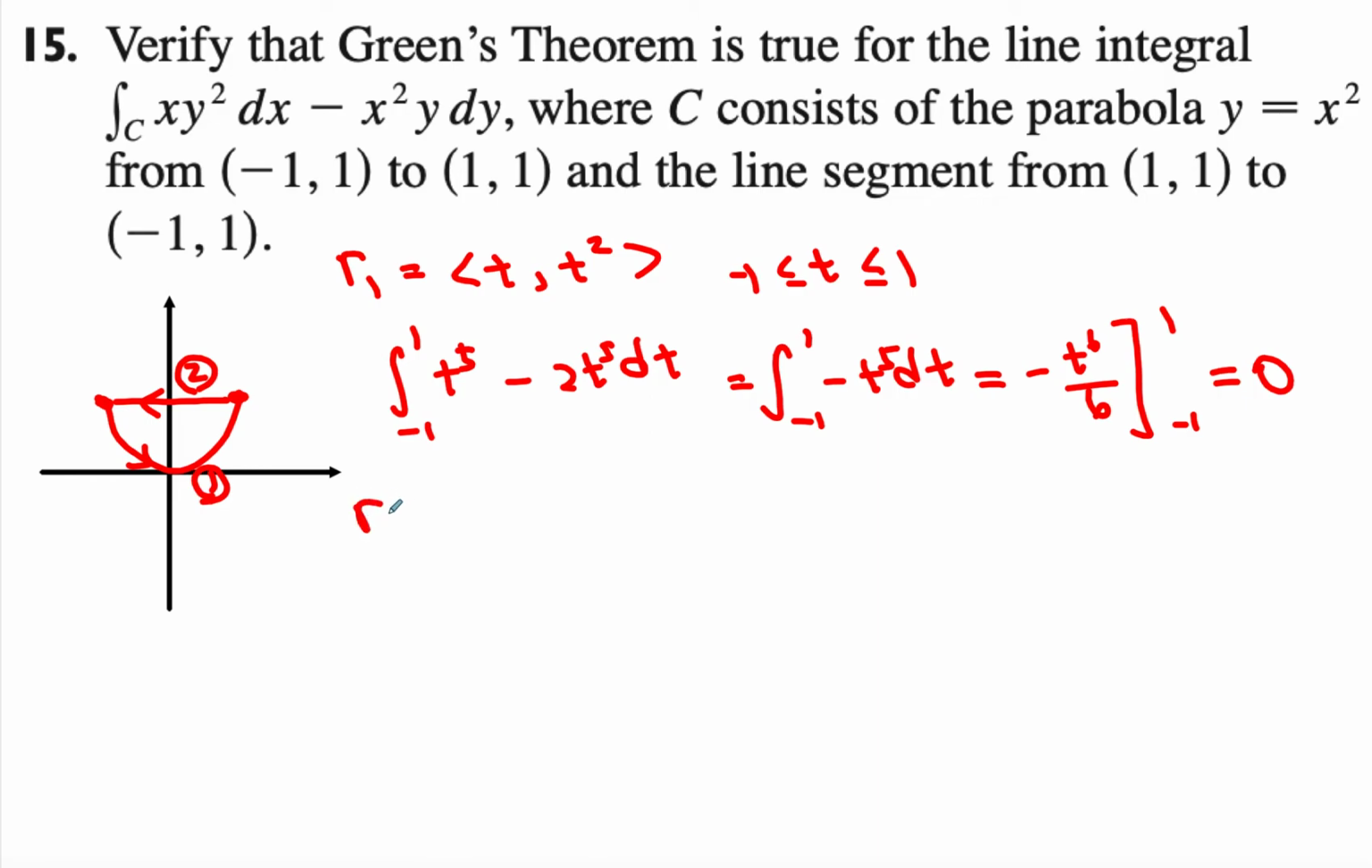Let's go for the second path. For the second path, you can see the y value is always equal to 1. y is equal to 1. But x has to go from 1 to -1 on the same interval, let's call it.